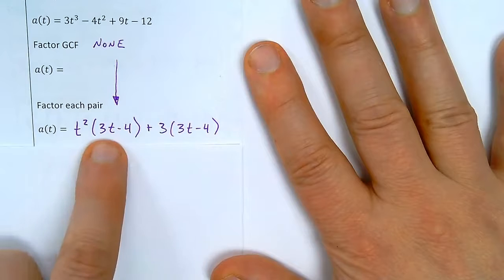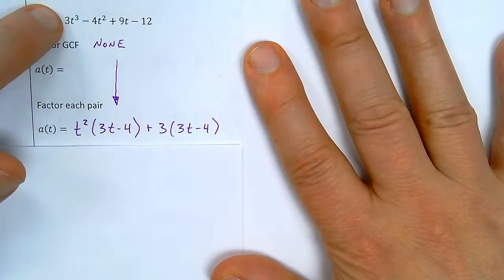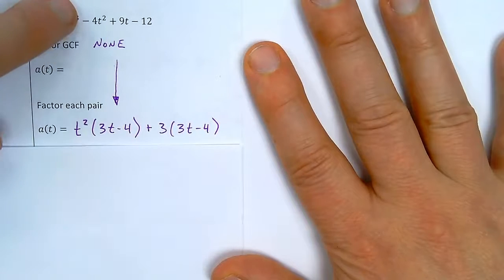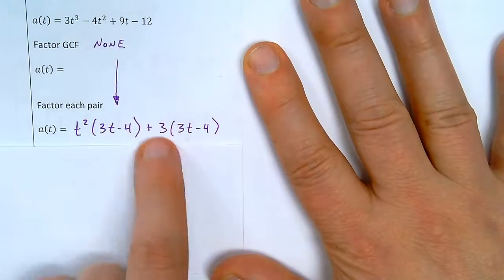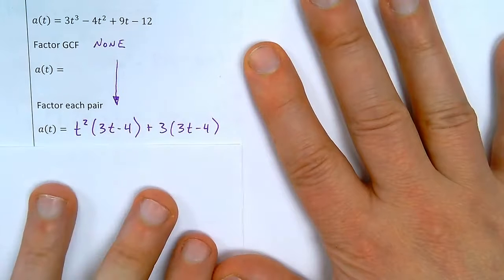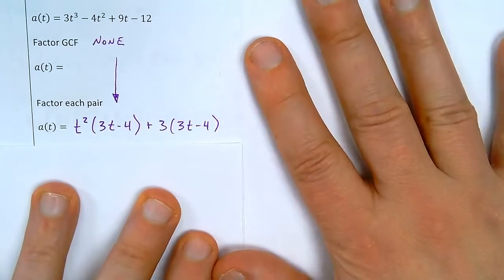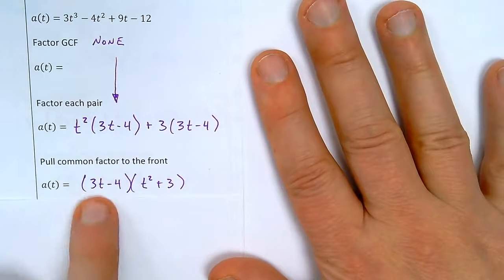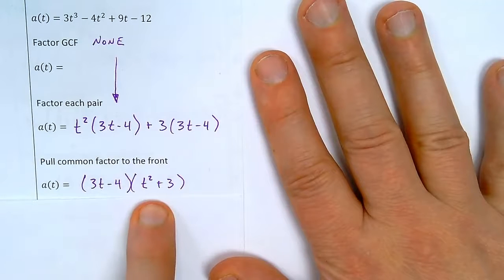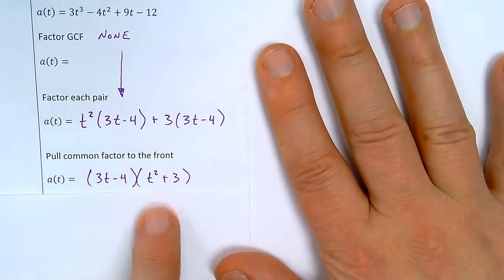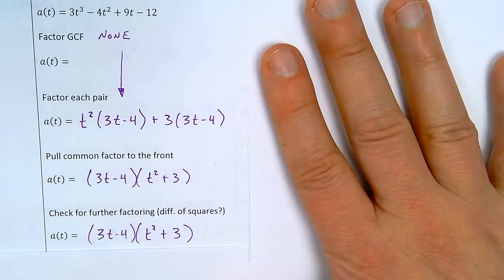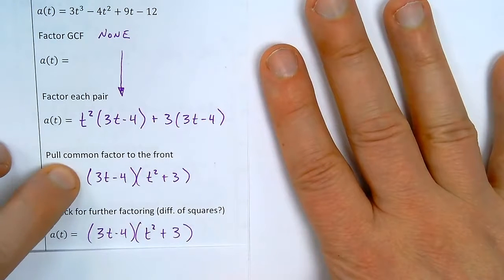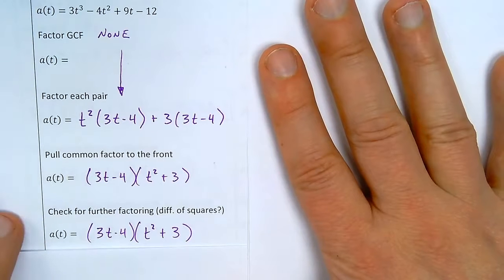So t squared times 3t is 3t cubed. T squared times negative 4 is negative 4t squared. And then 3 and 3t makes 9t, and 3 and negative 4 makes negative 12. Then we'll factor the 3t minus 4 to the front, leaving behind a t squared and a positive 3. And then we want to ask the question, can we factor anything further from this? And there are no further factorings that you can do. So we are done with this step. I wrote it again there just for the sake of seeing it.